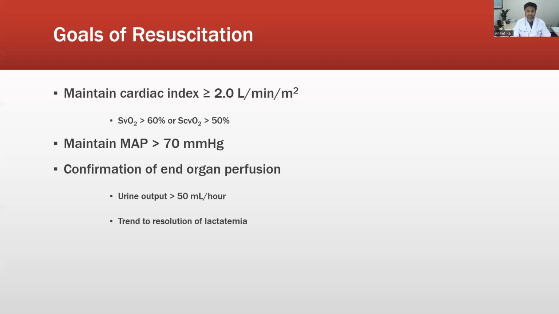There are several markers of end organ hypoperfusion, and there are several markers that tell us that the end organs are being perfused adequately. One such marker is a urine output greater than 50 cc's per hour. In a patient that is making this much urine, it's a good surrogate marker that the kidneys are being perfused adequately. Similarly, in patients that have lactic acidosis, when you see a resolution and a downtrending of this lactic acidosis, that tells you that normal end organ perfusion is being restored.